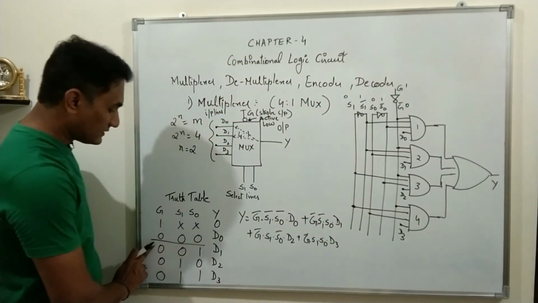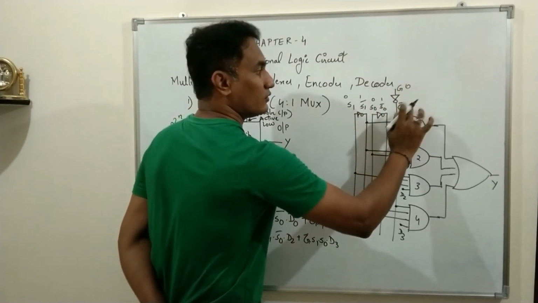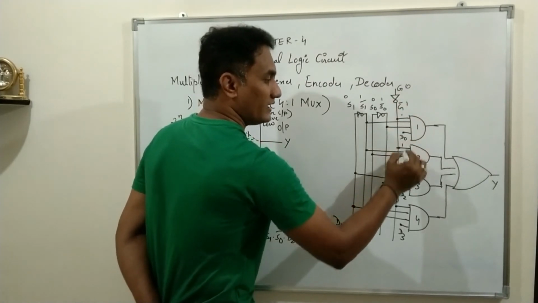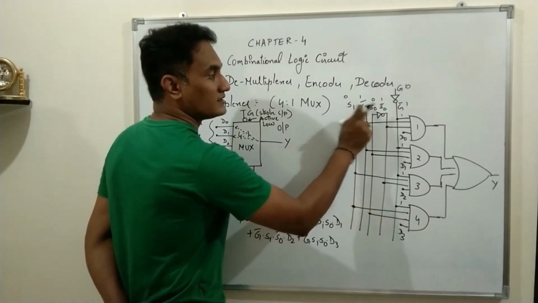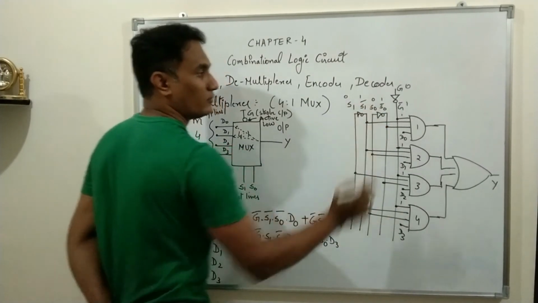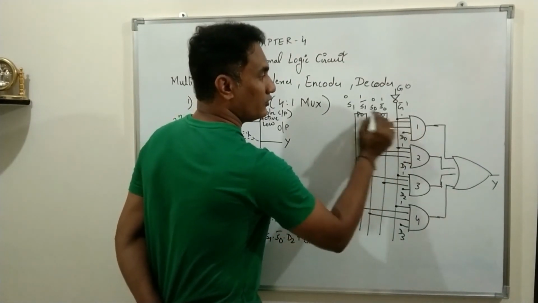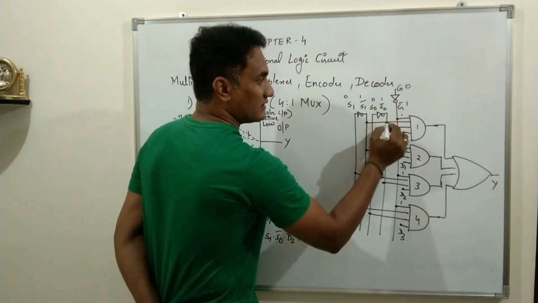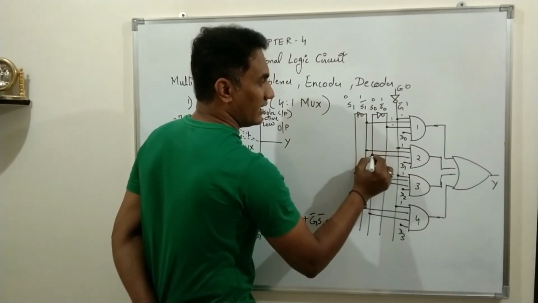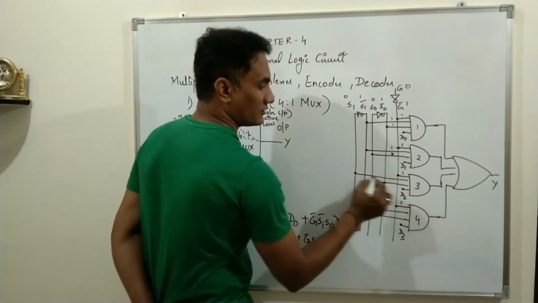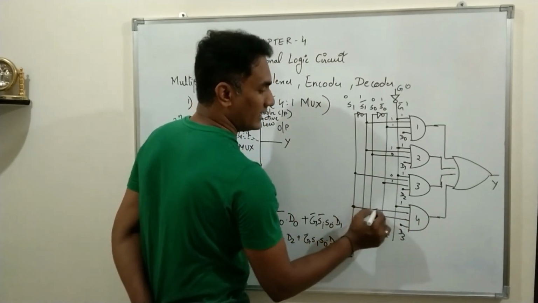Next, let us take this condition that G has become 0. So G is 0, that means G bar is 1. That means one input of all the AND gates becomes 1. Now what is the condition? S1 and S0 both are 0. That means S1 bar and S0 bar both are 1. So see the AND gates which are enabled. Say this is the input, S1 bar S0 bar. So this is 1 1 for this, 1 and 0 for the third, 0 and 1, and for the fourth it is 0 and 0.